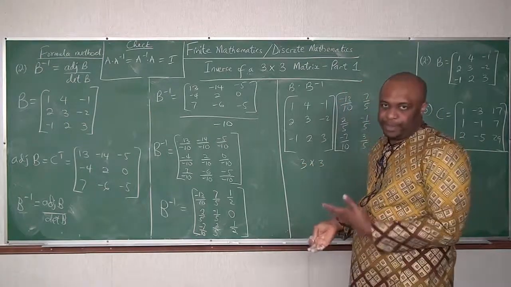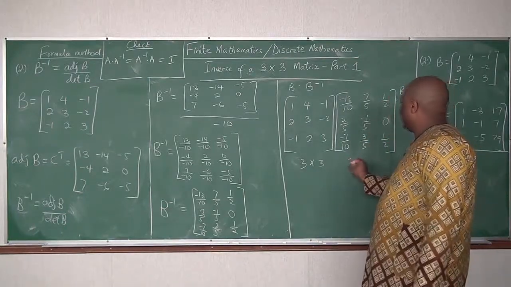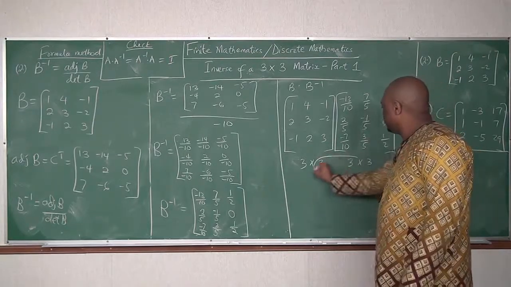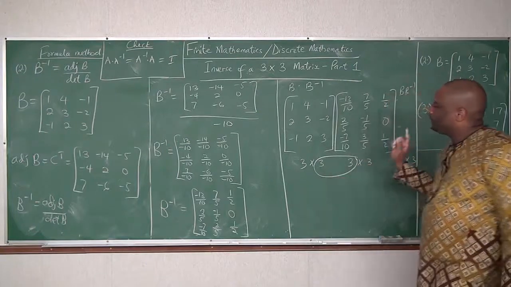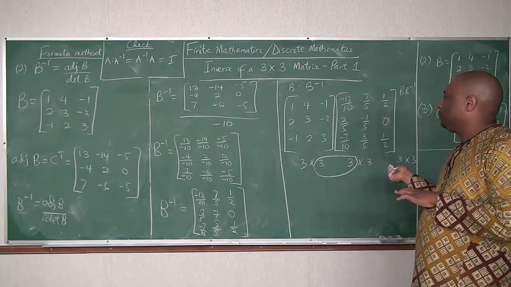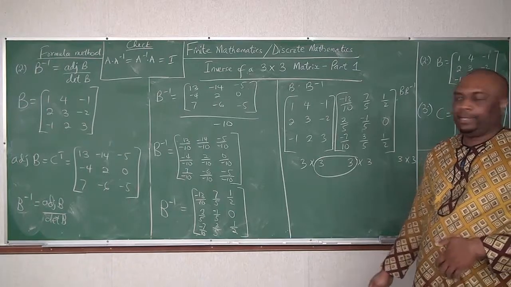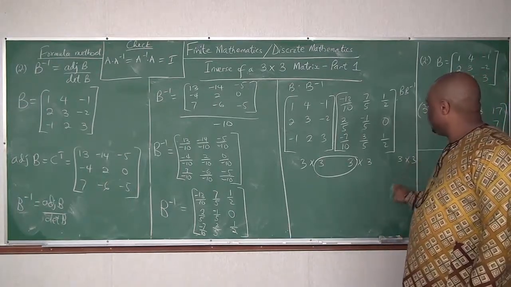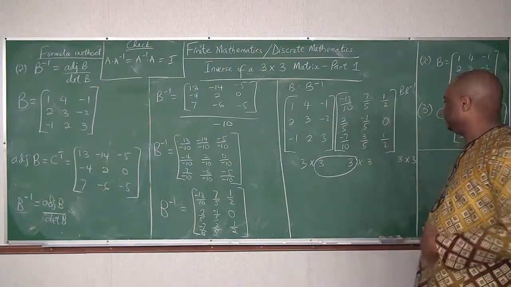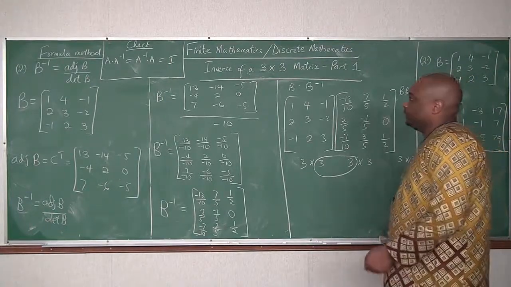Let us check the conformability for multiplication. 3 by 3, 3 by 3, so this will be 3 by 3. The number of columns of matrix B is equal to the number of rows of the inverse of matrix B. So B times B inverse will give us 3 by 3, and it should give us I. If it does not give us I, we are in trouble. Now let's go ahead and do this. We kind of need some space.